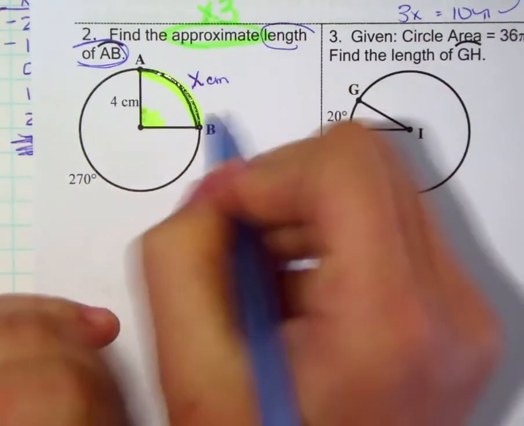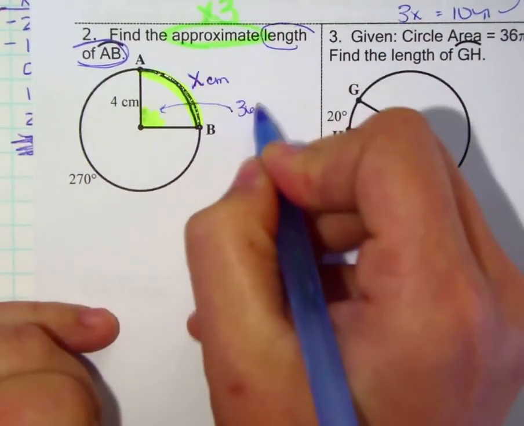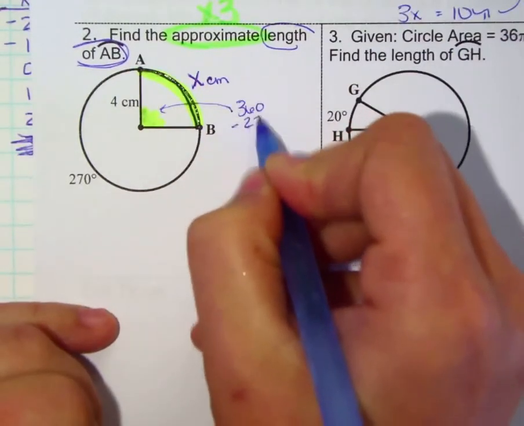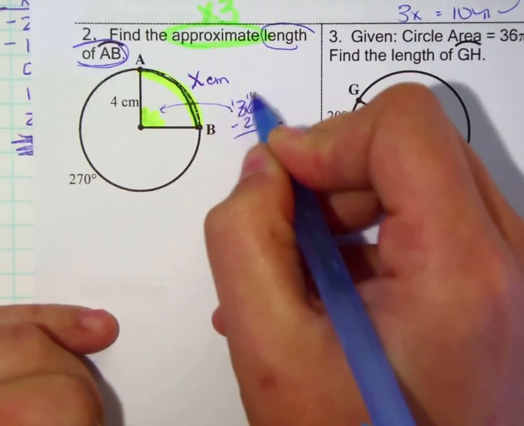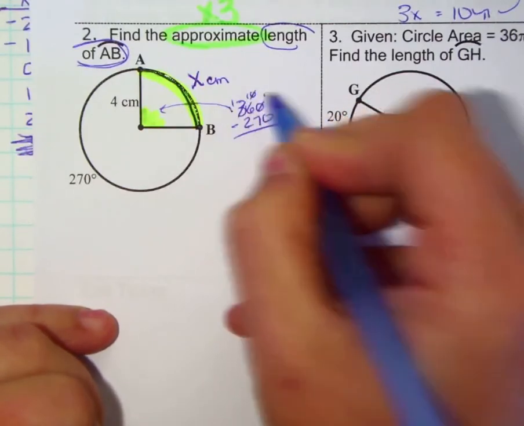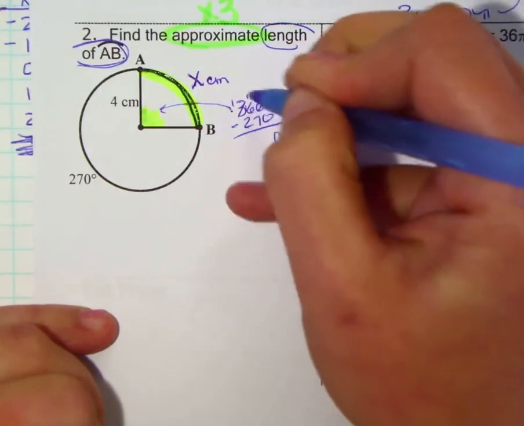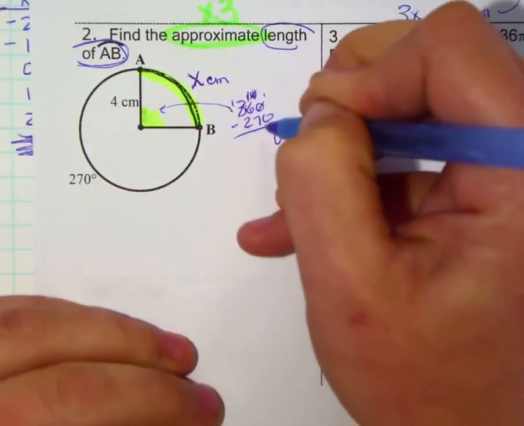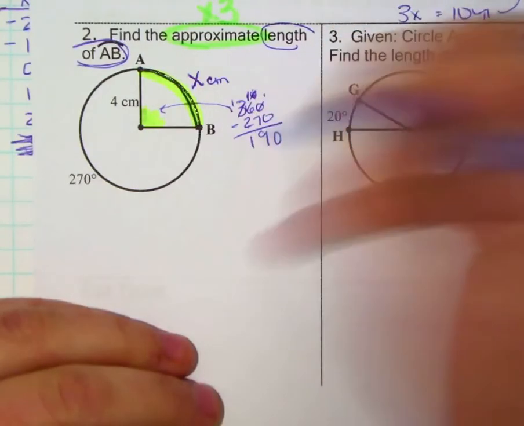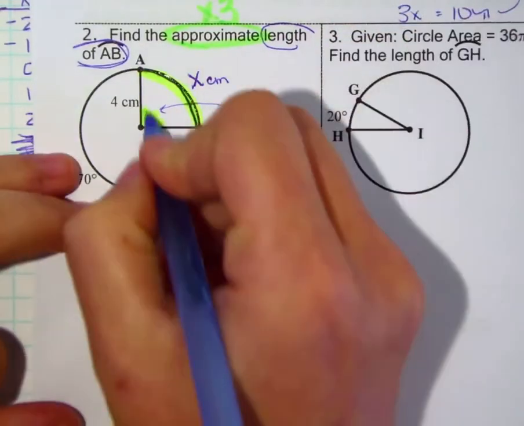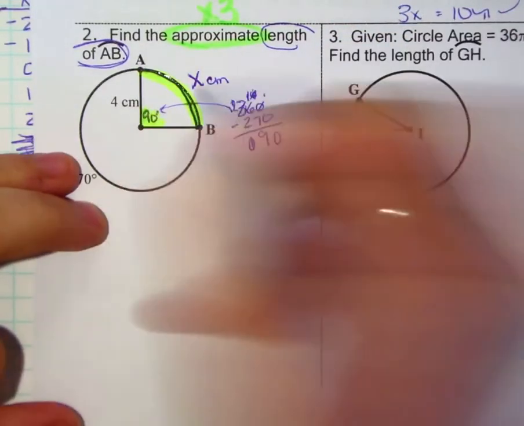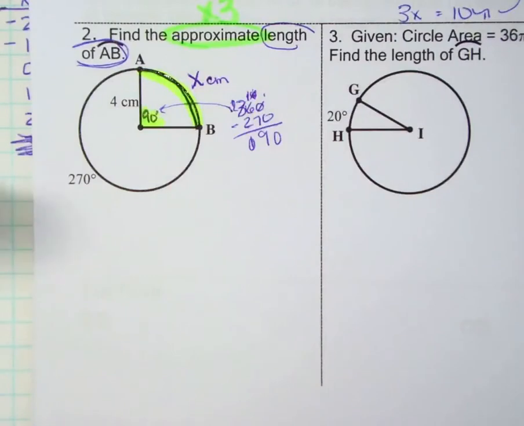That will be 360 minus 270. So that is, oh, sorry, this will be 16 minus 7, which is 9, and that's 0. So this will be 90 degrees, which means the arc measure is also 90 degrees.